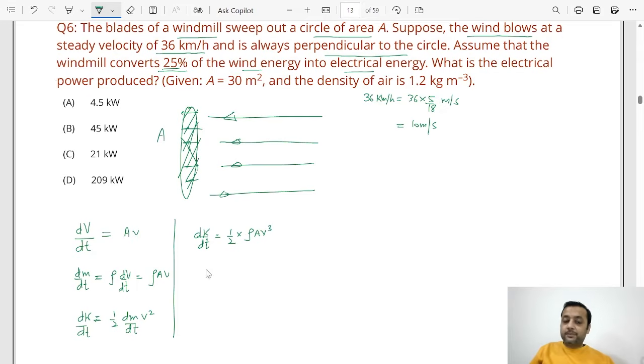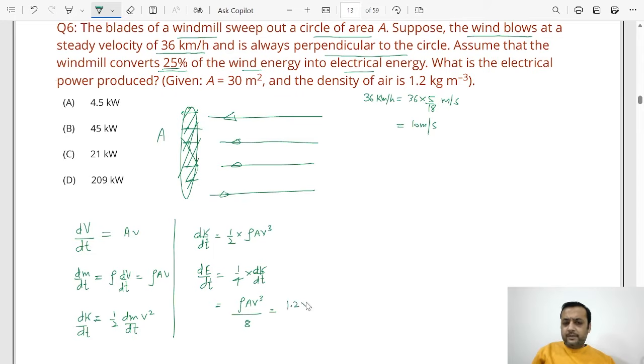So we can say that the electrical power produced per second, or rate of production of electrical power, let me write that as dE by dt. That will be 1 by 4 of dK by dt, because only 25% of the kinetic energy was getting converted into electrical power. So rho Av cube by 8, right? Now we can put the values here.